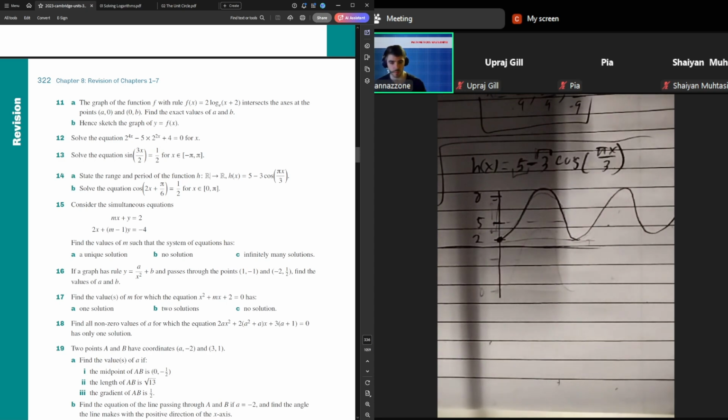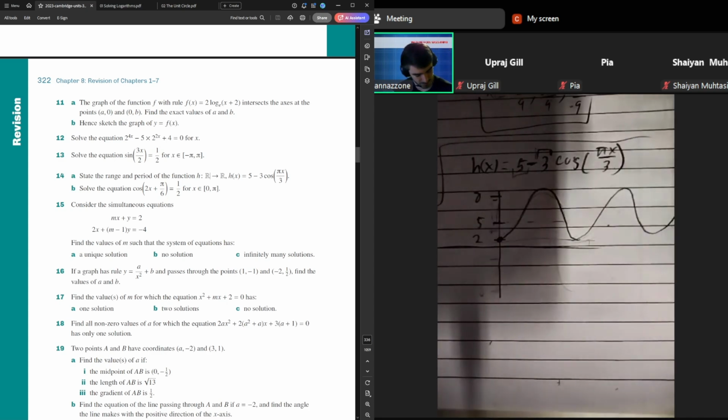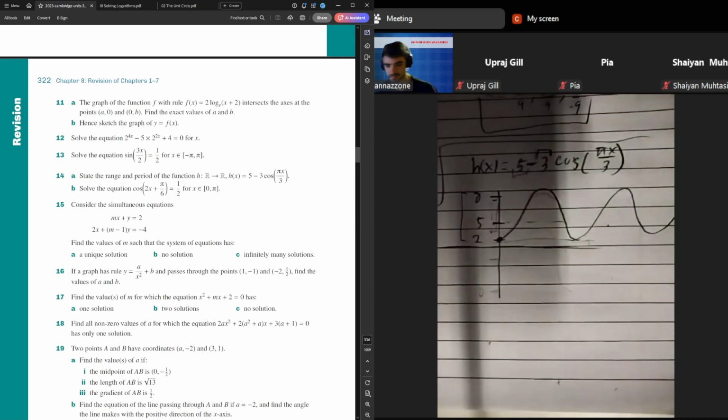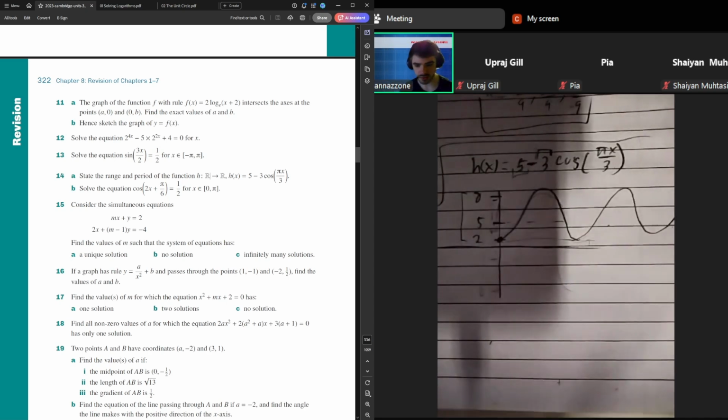If the range is all the possible y values, what's the range of this going to be? Including 2 and 8? Yeah, 2 to 8. Exactly. So, all the possible y values, it can't go lower than the trough, it can't go higher than the peak. Cool. Now the next thing there was the period.